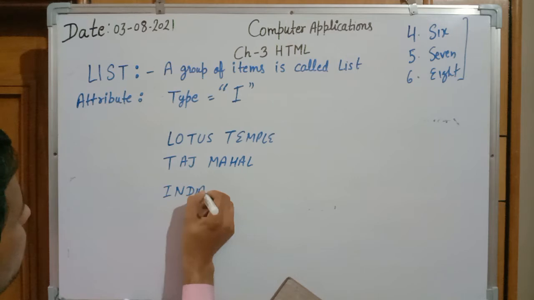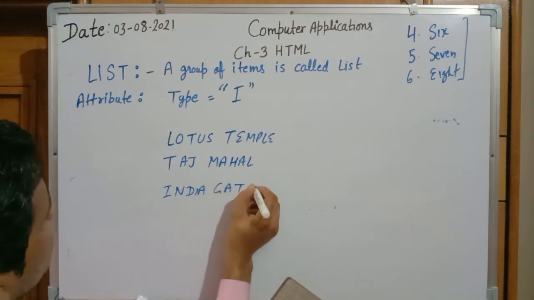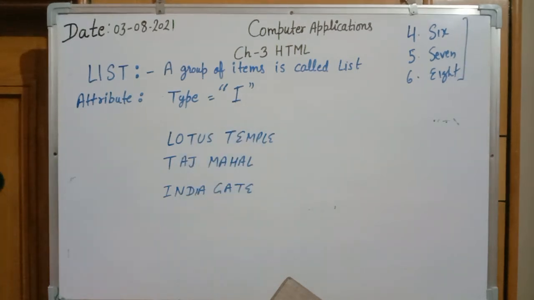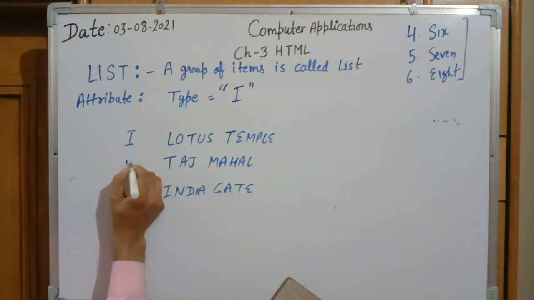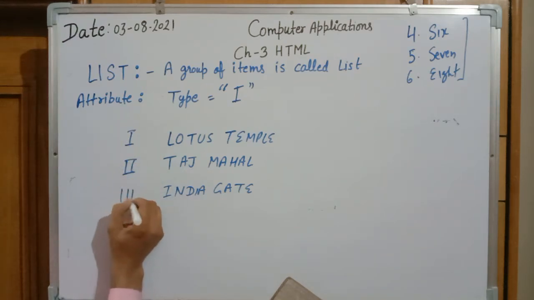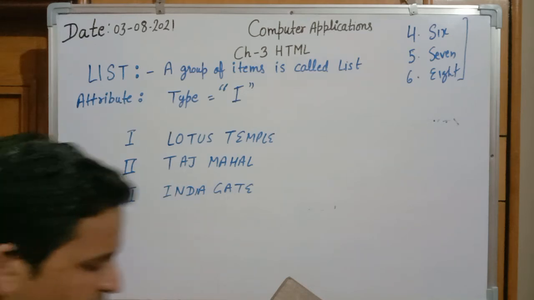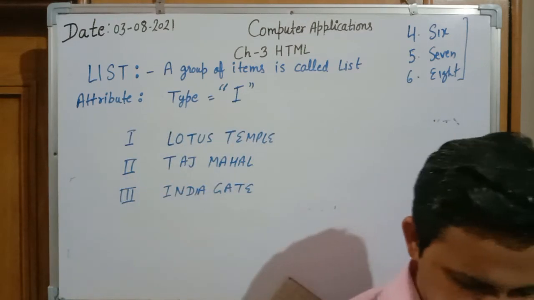Now see the type of list. The type of list is given in Roman form. There is no starting position, that's why the answer will be I, II and III. This is the output of program number 13 on page number 107.